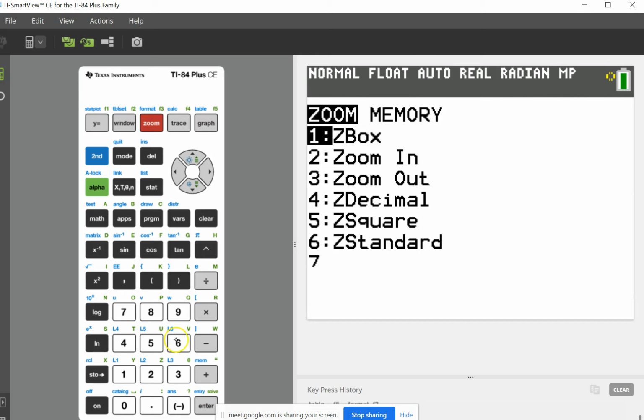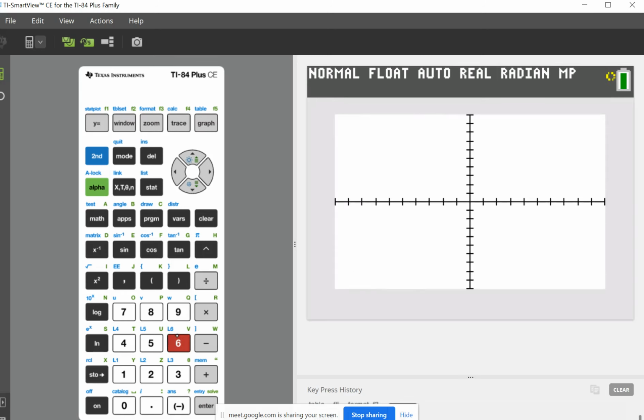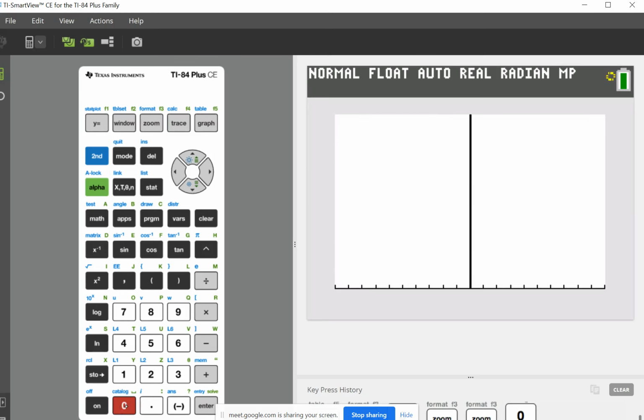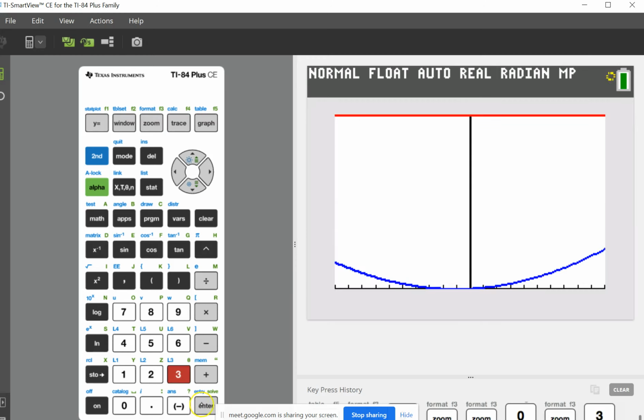And then I'm going to start with zoom 6. And then I'm going to now move into zoom. Okay, now I can do zoom 0. Can't quite see where they touch. So we're going to do zoom 3, press enter.